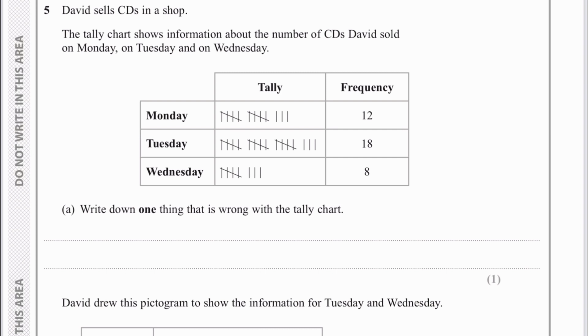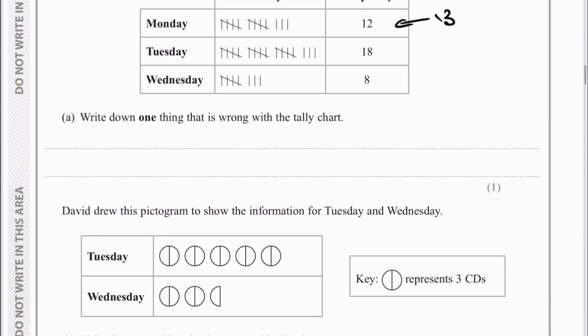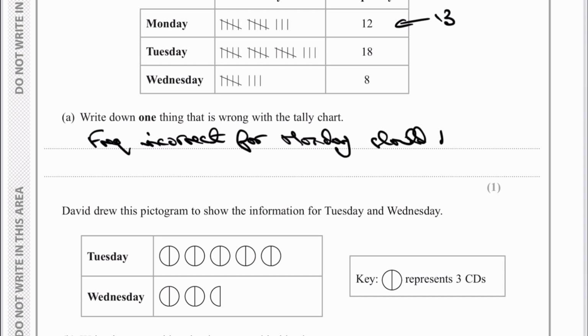Okay, so here we are on question number 5 and it says write down one thing that's wrong with the tally chart. Well actually it just takes a little bit of looking at, but basically this number at the top should be 13. Okay, so the frequency is incorrect. Okay, and if I just put frequency incorrect for Monday, and it should be 13.